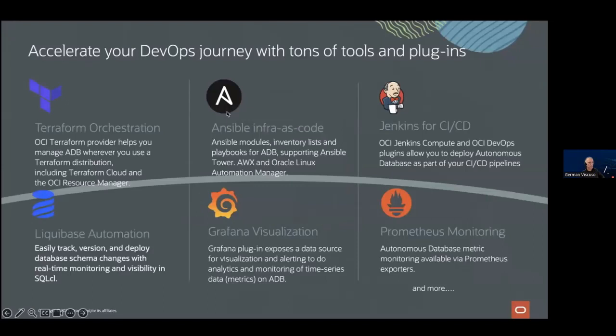and just basically tell you that you have multiple ways of doing DevOps with autonomous database. We have Terraform, we have Liquibase, we have connected autonomous to Grafana, we have Jenkins plugins, Ansible is also supported. I have created Prometheus dashboards running on top of autonomous database. We covered that several times. And that's basically it for me.